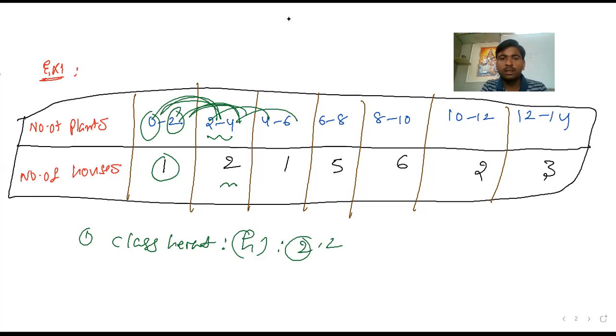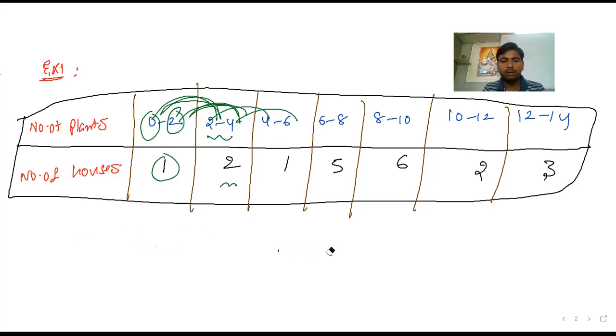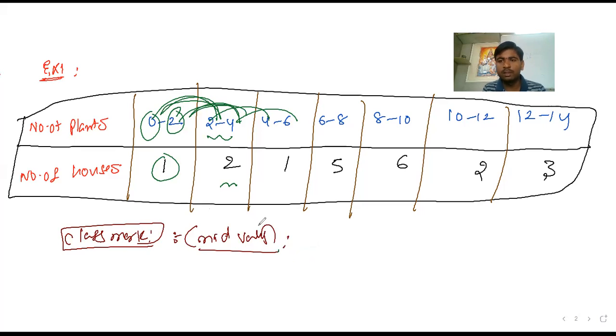Next, another thing is class mark, the second concept. Class mark is nothing but what people call the mid value or center of the class interval. Class mark or mid value. Let us take this one class, 0 to 2. What is the mid value? The middle value is 1. How do we get the mid value or class mark?